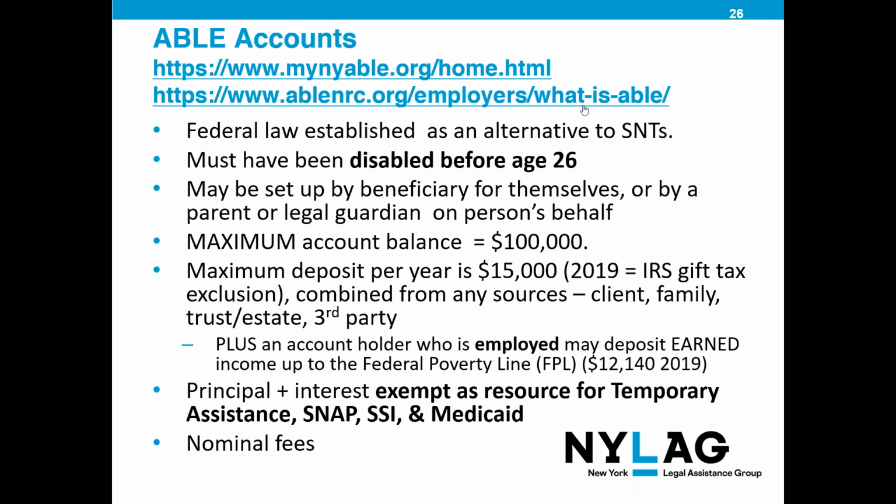You can deposit $15,000 now instead of $14,000. It will probably go up next year as well. And also, there's a special rule for people who are working. If they are disabled and working, they can also deposit more. They can deposit some of their earned income up to the federal poverty line, and that also changes every year.